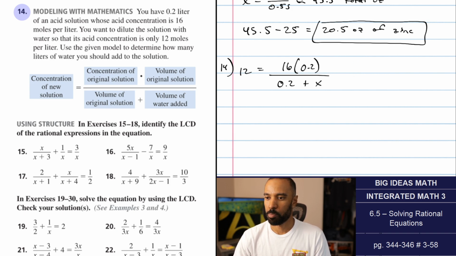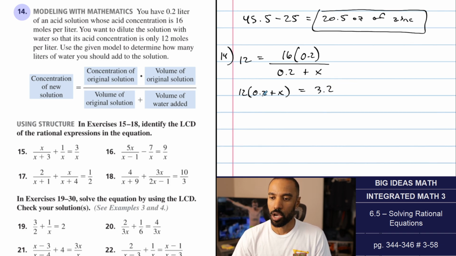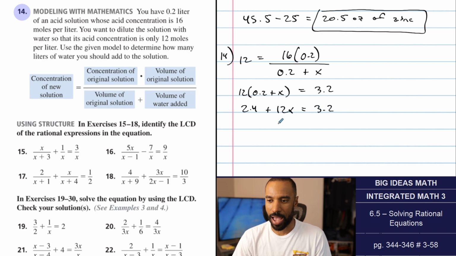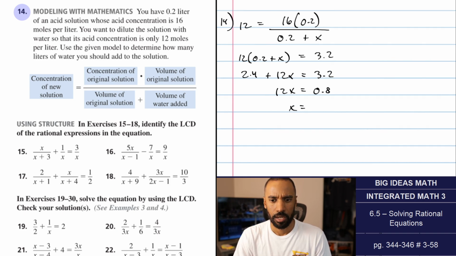Okay, so I'm going to multiply both sides by 0.2 plus x, and here you'll have 12 times 0.2 plus x equals, and 16 times 0.2 is 3.2. So 12 times 0.2 is 2.4. If I subtract 2.4 from both sides, you get 0.8, and divide both sides by 12. That's a repeated decimal, right? Is that 1/15th? Let me figure out what this is.